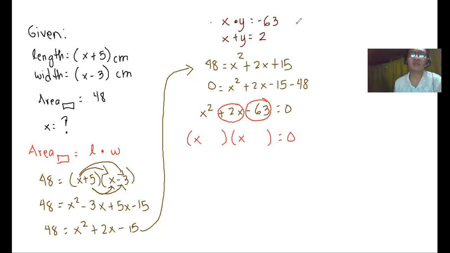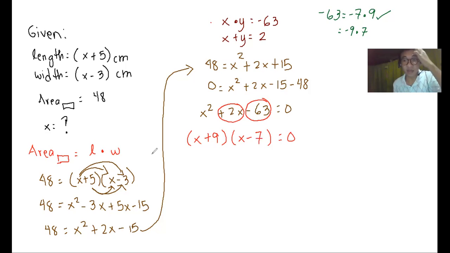So let's factor negative 63. It will be one positive and one negative. Let's have negative 7 times 9 and negative 9 times 7. Which of these when added is positive 2? The answer is negative 7 and 9, since 9 is positive and greater than negative 7. So we will put x plus 9 and x minus 7.